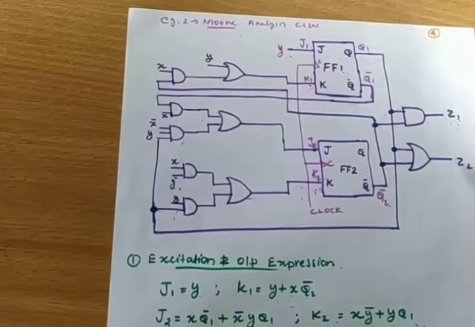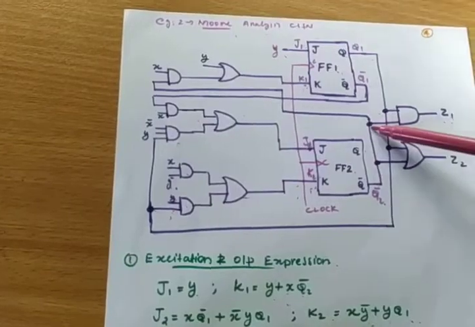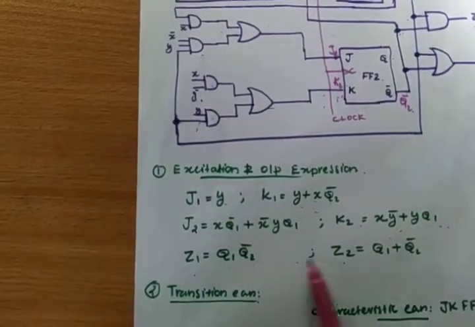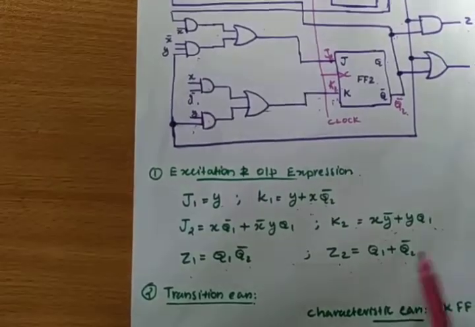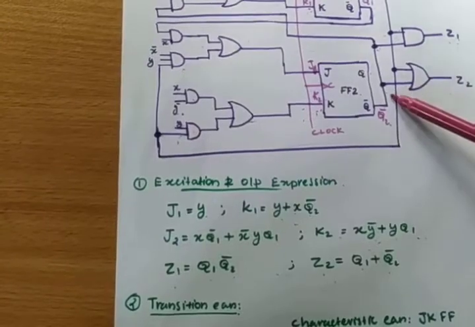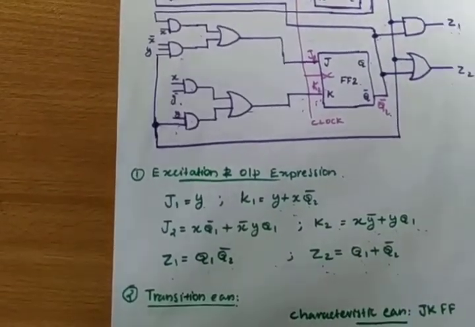So what is z1 here? Z1 is q1 and q2 bar. Okay, so z1 is q1 and q2 bar. z2 is q1 plus q2 bar. So look at z2, it is an OR gate, so q2 bar plus q1. So z2 is equal to q2 bar plus q1.